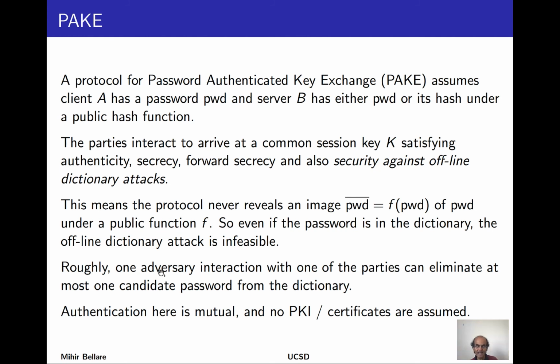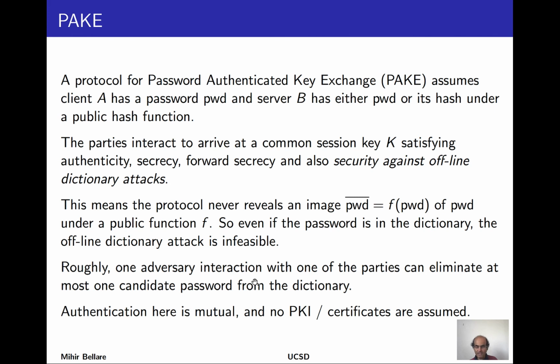But every time it's active and tries to engage in an interaction with one of the legitimate parties, the best it can do is eliminate one candidate password. We can't prevent it from doing that, because one thing it can do is pick a candidate password and just play correctly according to that. If it works, it got the right one. If it doesn't, it knows it got the wrong one, and that choice is eliminated. But it cannot, for example, through one interaction, deduce that now the following two passwords are not the correct ones. Okay.